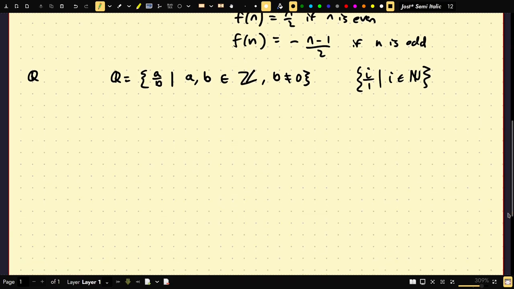So again, what we're going to do is a similar trick. We're going to write it as a table. So we're going to say 1, 2, 3, 4, and so on.